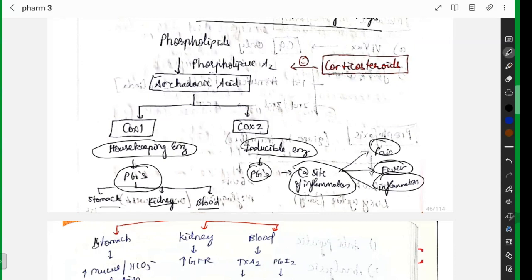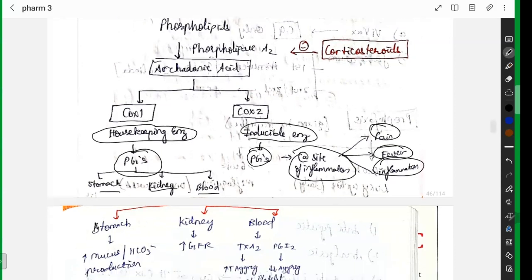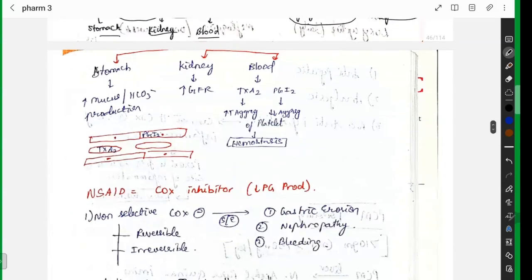Now coming to your COX1. COX1 is a housekeeping enzyme. In the stomach, it increases mucus and bicarbonate production, so COX1 and prostaglandin help reduce stomach acidity. In your kidney, COX1 causes a rise in the GFR. In your blood, it increases thromboxane A2 and also prostaglandin I2. Thromboxane A2 causes aggregation of platelets, while prostaglandin I2 causes a decrease in the aggregation of platelets.